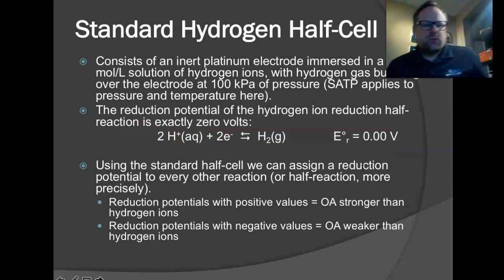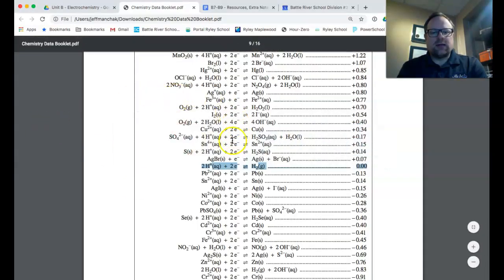So using the standard half cell, we can assign a reduction potential to every other half reaction that we want to compare it to. And so what I just finished saying, reduction potentials with positive values means that they have an OA stronger than the hydrogen ions, right? Whatever we were looking at for copper ion here is an oxidizing agent. And so that must mean that the copper ion is a stronger oxidizing agent than the hydrogen ion. Well, that certainly makes sense because it's above the hydrogen ion on the left side of the table.